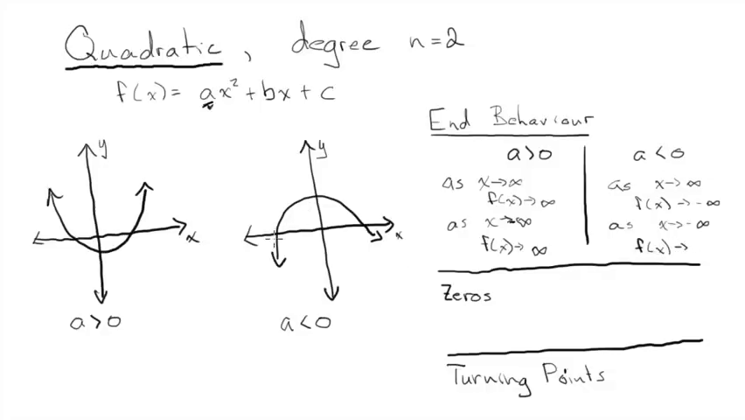As you go towards negative infinity, in this direction, we're going to go down and down and down, so y is getting more and more negative, so we're going to negative infinity. So the end behavior on both sides is going to be the same. If it's opening up, then you're going towards infinity in both directions. If it's opening down, then you're going towards negative infinity in both directions.